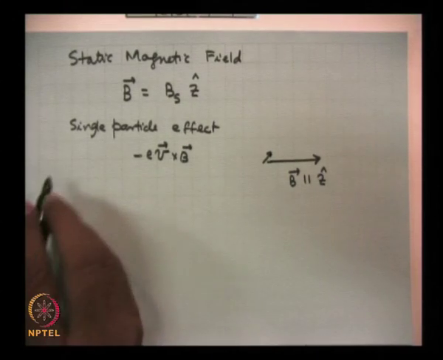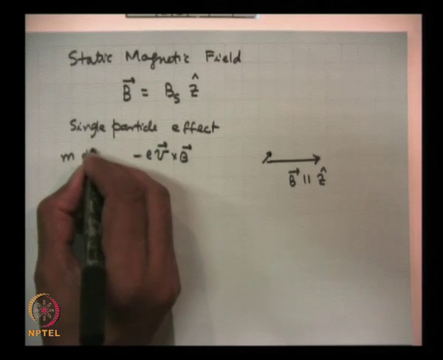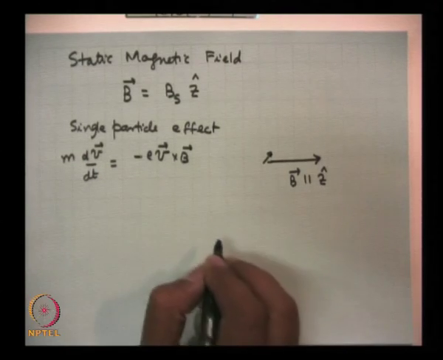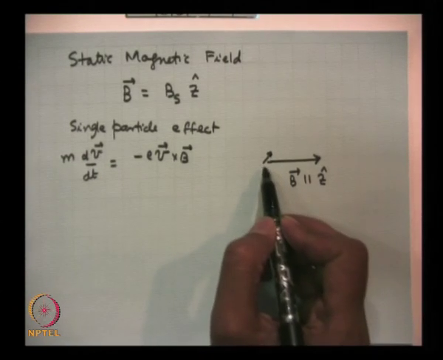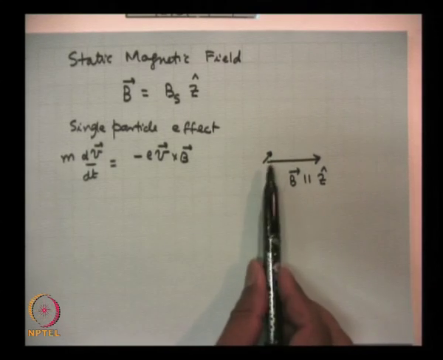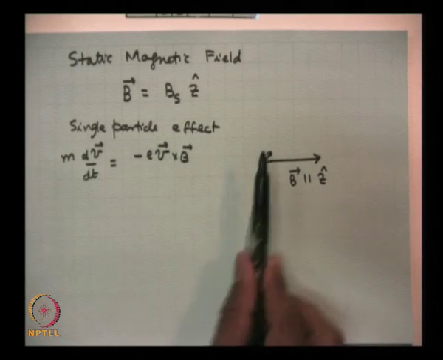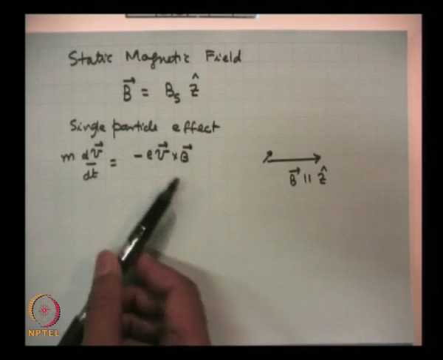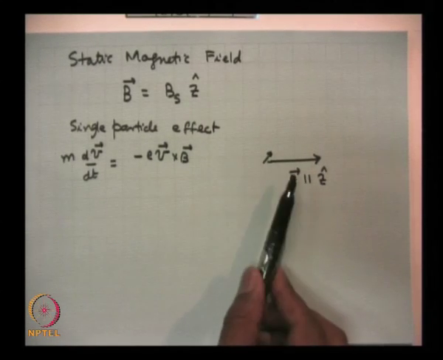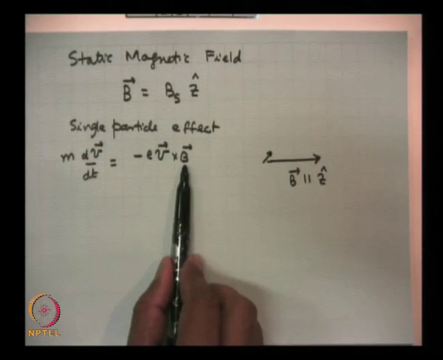This is the force on the electron, and the equation of motion would be m dv by dt. For a single electron, this is the equation of motion. So, what will happen? Physically let us understand what happens. The electron velocity you can resolve into two components, one parallel to magnetic field, one perpendicular. For the component of velocity which is parallel to magnetic field, the force vanishes. Only because of the perpendicular velocity, the electron will experience a force, and the force will be perpendicular to both the velocity and magnetic field.